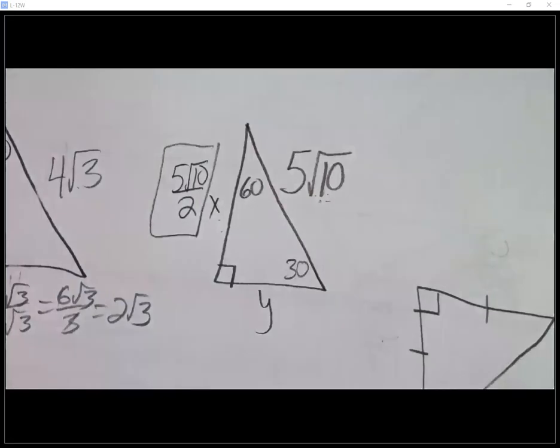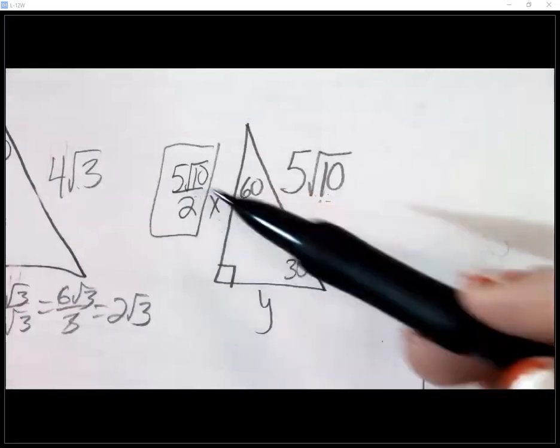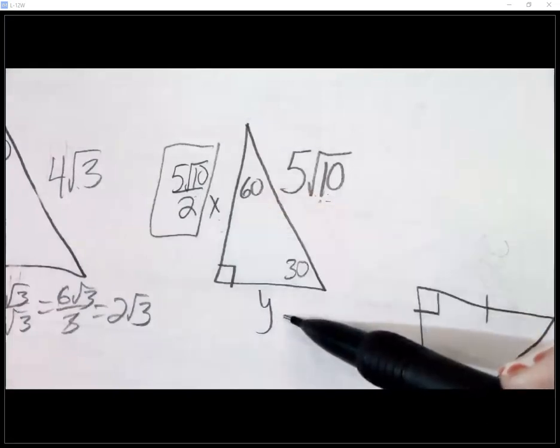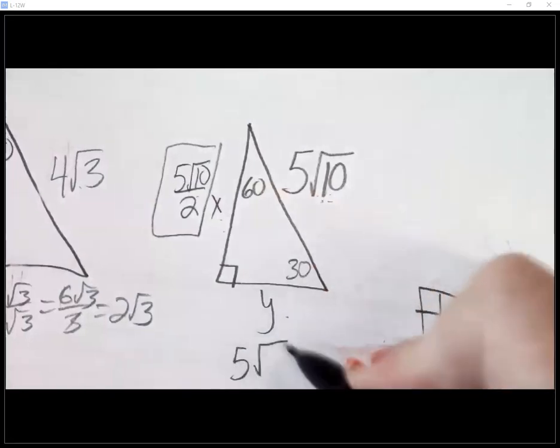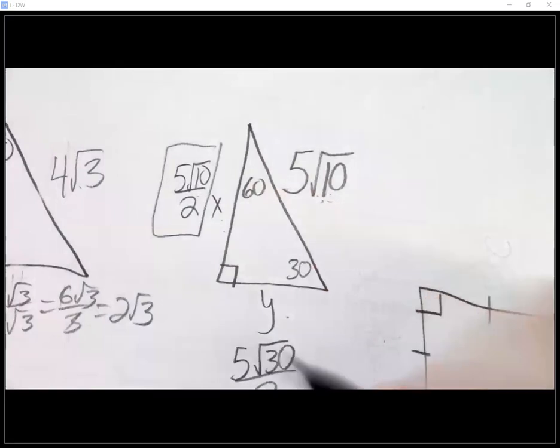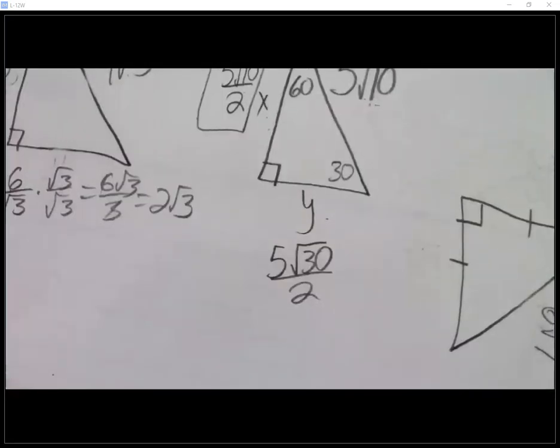It's just 5√10 over 2. Now that I have the short side, I just need to take that short side and multiply it by √3 to get that middle side. When you do that, 5√10 over 2 times √3 gets you 5√30 over 2, which also does not reduce. You can't touch that 30 and that 2. Stop trying. They're not both in the radical. If one's in, one's out, you can't touch them. But that's it.